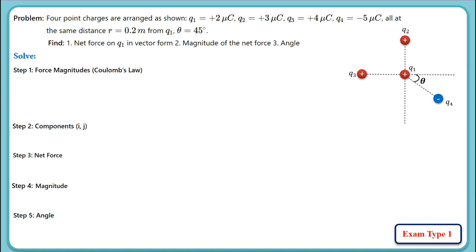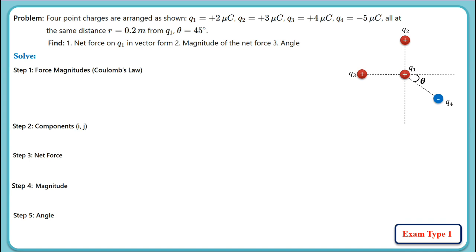We are asked to find three things. 1. The net force in vector form. 2. The magnitude of the force. And 3. The angle. Now, let's solve this step by step.